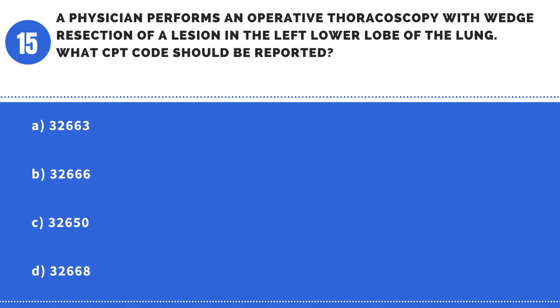Question 15. A physician performs an operative thoracoscopy with wedge resection of a lesion in the left lower lobe of the lung. What CPT code should be reported? A. 32663. B. 32666. C. 32650. D. 32668.